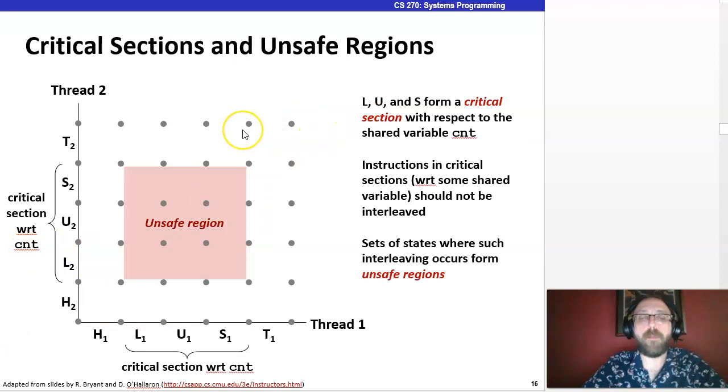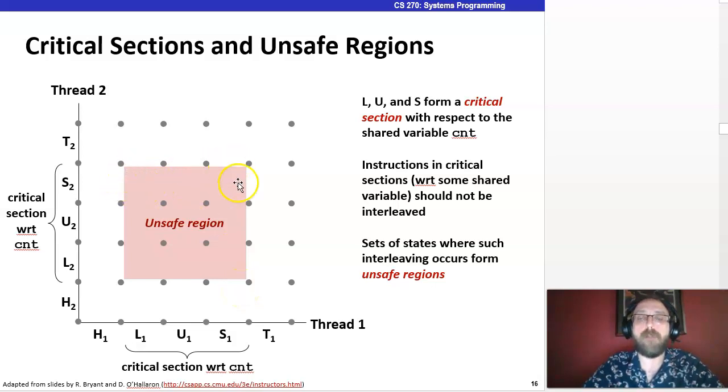So the problem that we had is that there is a critical section. A critical section is a region of code that is referring to a shared variable in such a way that if we do other things in the middle of it, in the other thread, we have problems. So L, U, and S are our critical sections because those are the load of that global variable, an increment of the register it was loaded into, and a store of that register back into the global variable. If something happens to the global variable in another thread while this stuff is running, we have a problem.